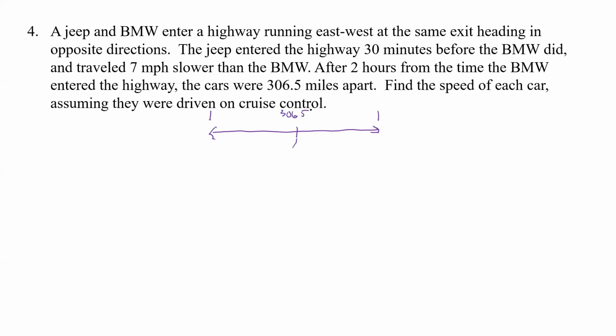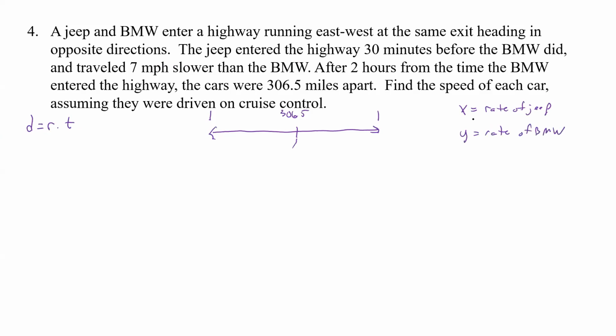Now, let's say we don't know the rate. So remember, this is going to be distance equals rate times time, because we know the distance, we have some times, and they're going some rate. And so we have to have all the distances and rates together. So let's say x is equal to the rate of the Jeep. And then y is going to be the rate of the BMW.